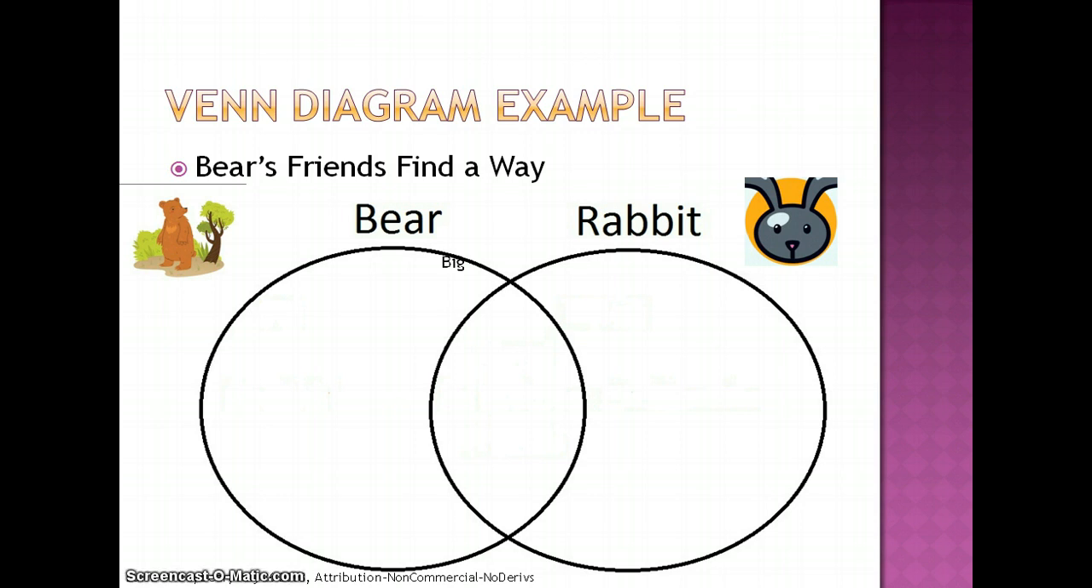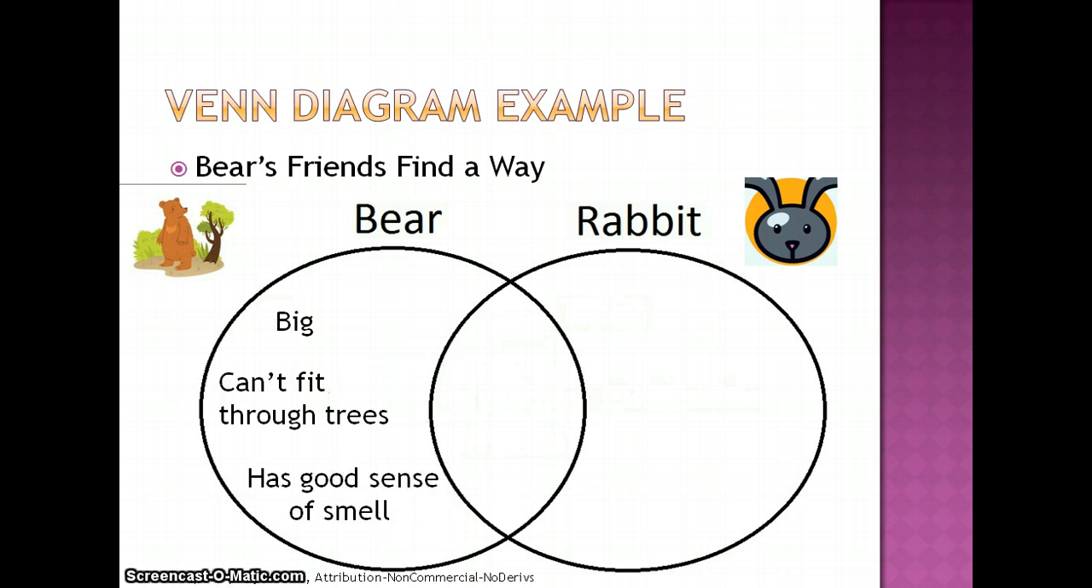Well, Bear is big. Bear also can't fit through trees because he's too big. And one other fact about Bear is that he has a really good sense of smell. Now let's talk about Rabbit. Rabbit's not going to be the same as Bear. The first thing about Rabbit is that he's small. The next fact about Rabbit is that he can't swim. And the third thing about Rabbit is that he has a really good sense of hearing.